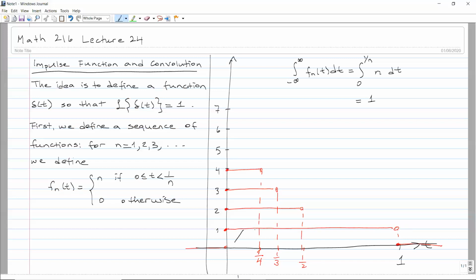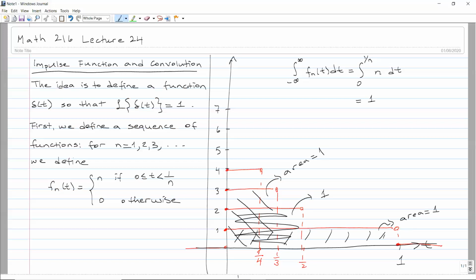So in other words, for f1, the integral is this area, and this area is 1. For f sub 2, the integral is this area, and it is again 1. For f sub 3, it is this area, and it is again 1. So the area under the graph of the function is, for every n, equal to 1. And now we consider taking n getting larger and larger.